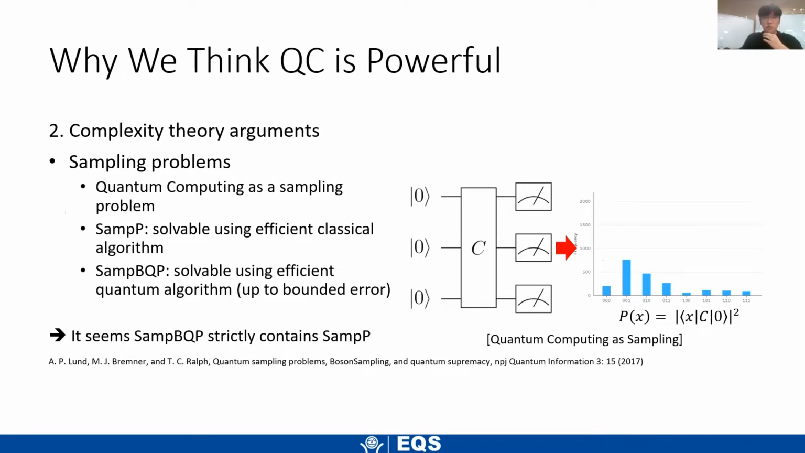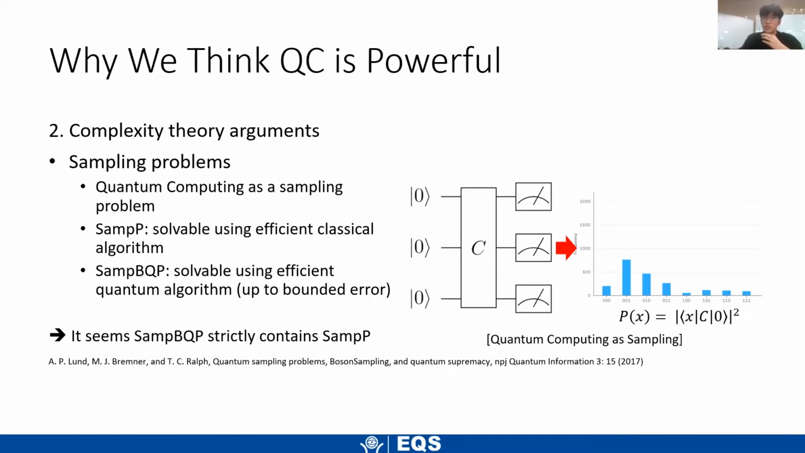And since we're getting these measurement results from these distributions, we can think of quantum computing as a sampling problem. A sampling problem is where we have some uniform random bits, and we want to change them to follow a certain distribution that we have set. And there are classes of problems that we can solve with different types of algorithms. There's a class called SAMP-P. These are problems that we can solve using efficient classical algorithms.